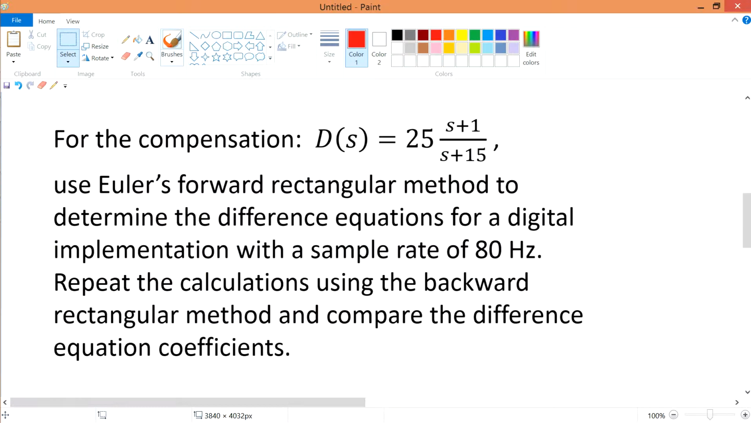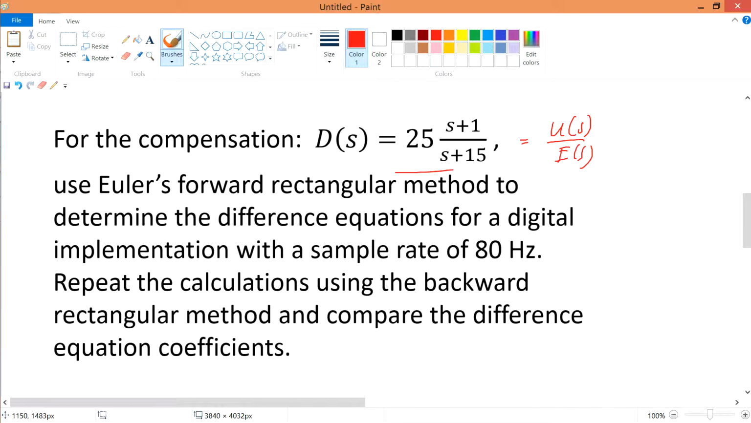In the previous video, we said that we want to do an example for Euler's method, right? So therefore, let's do it. Alright, so for the compensation, some Ds, I don't know what it is, but Ds is simply Us over Es. Alright, please take note of this.